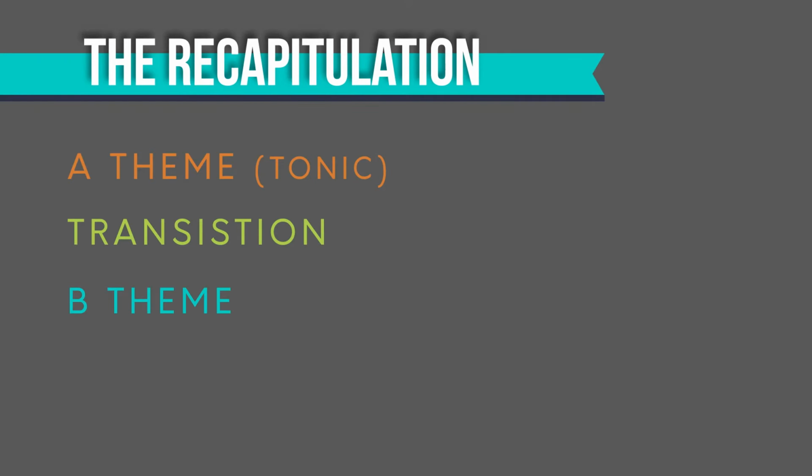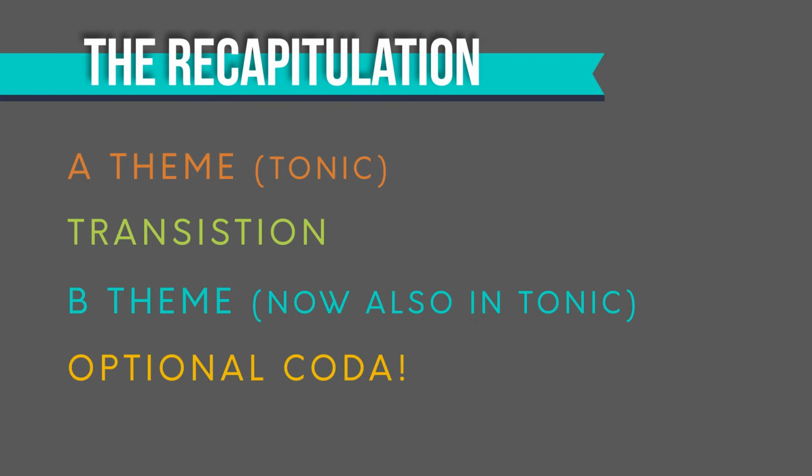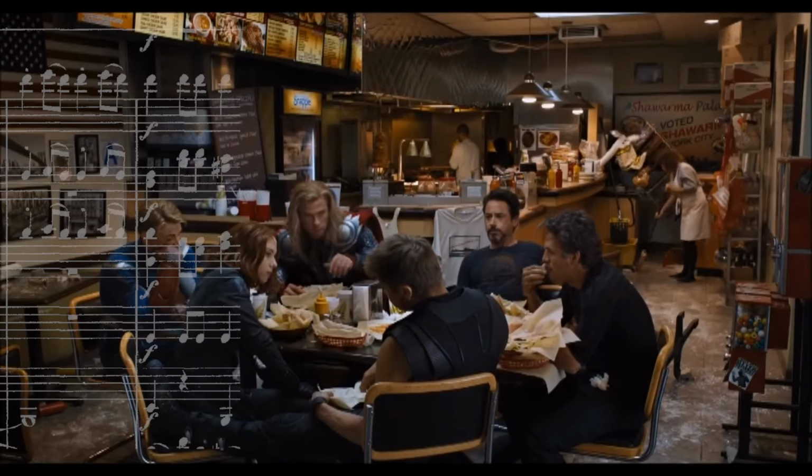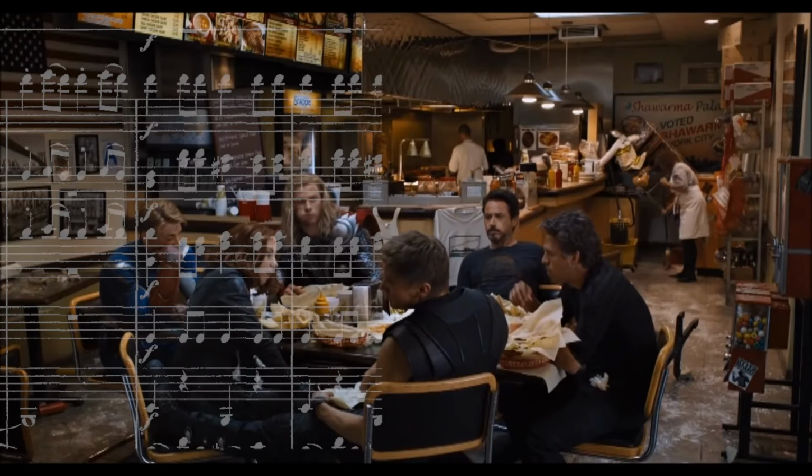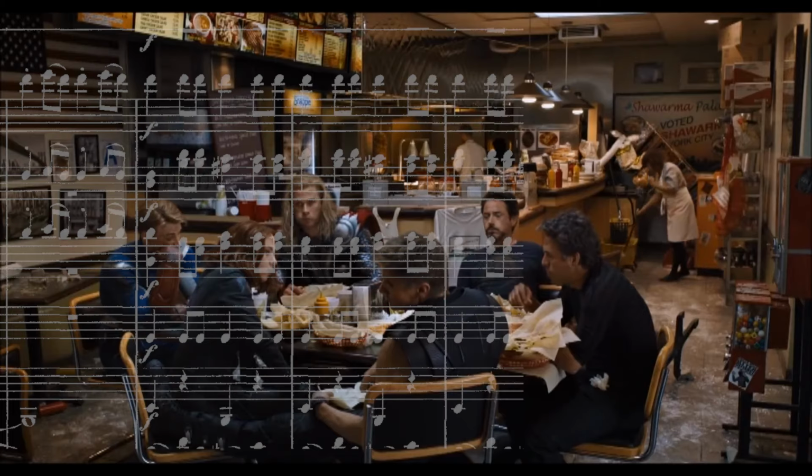The only real difference between the exposition and the recapitulation is that the B theme, which was originally in the dominant key, is now in the tonic. I guess that's something. Sometimes there's a coda. The audience thought the movie was done, but there's an end credits scene. For some composers, this might be a fairly lengthy section. They weren't done developing those characters and they've got a few more things to say.